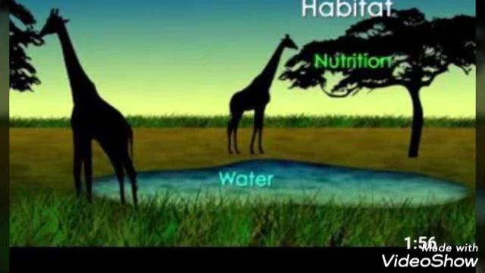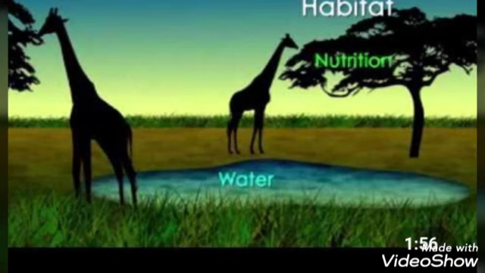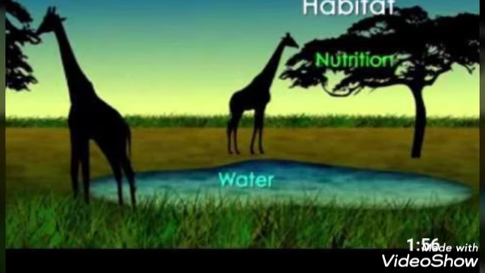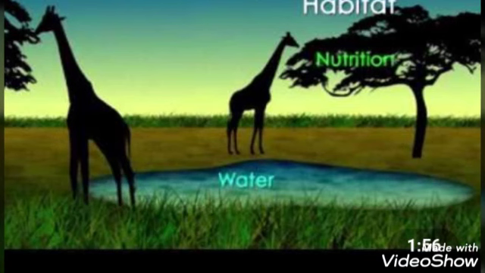Ecosystems in nature work in the same way. All parts of an ecosystem work together to make a balanced system.